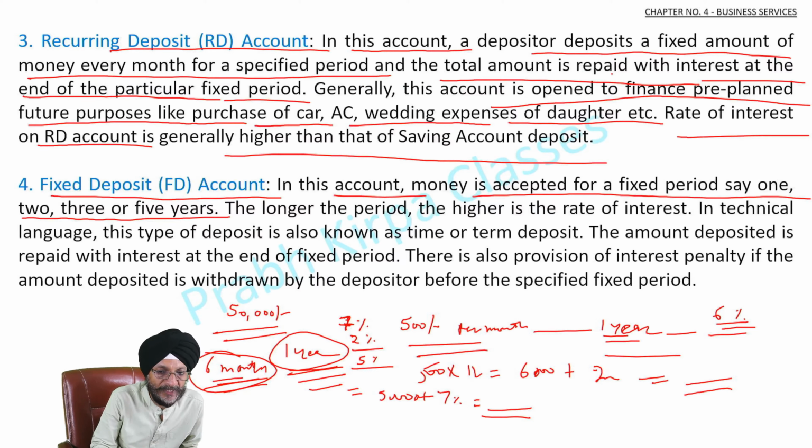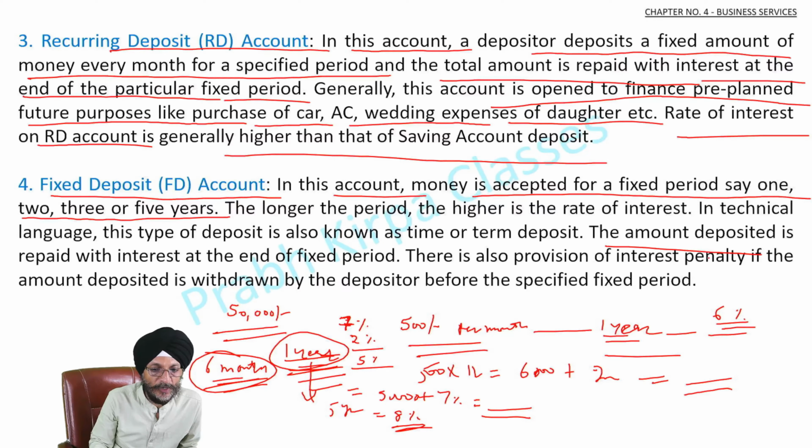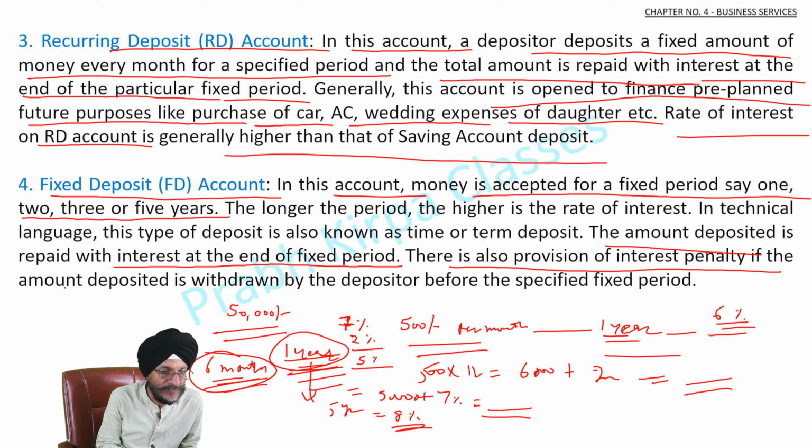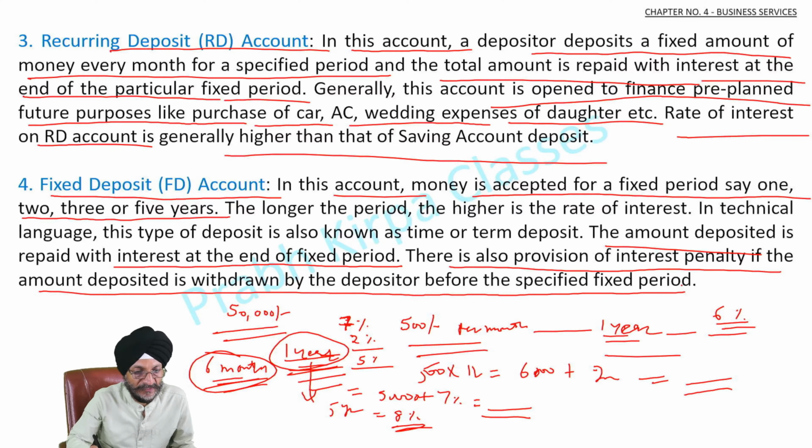The longer the period, the higher the rate of interest. If the period of the fixed deposit is more, that is, if it is not for 1 year, say it is for 5 years, then it is quite possible that the rate of interest may be 8%. The amount deposited is repaid with interest at the end of the fixed period. There is also a provision of interest penalty if the amount deposited is withdrawn by the depositor before the specified period of time.